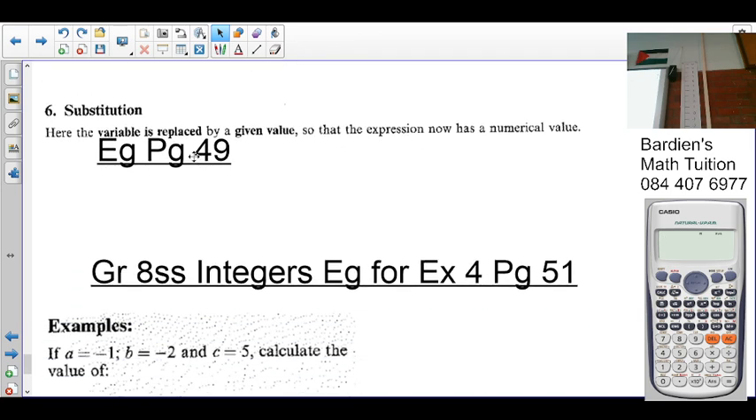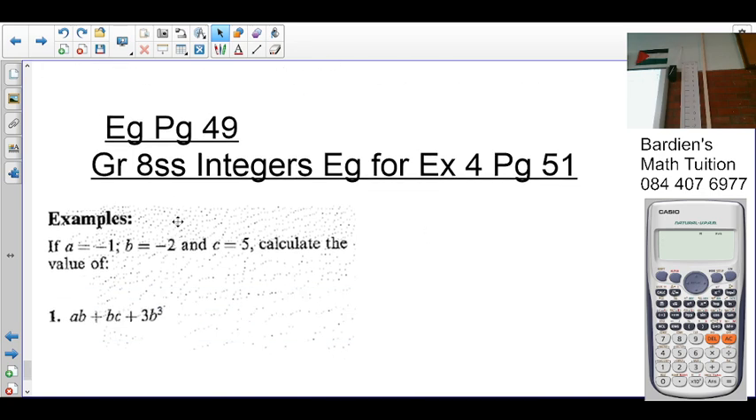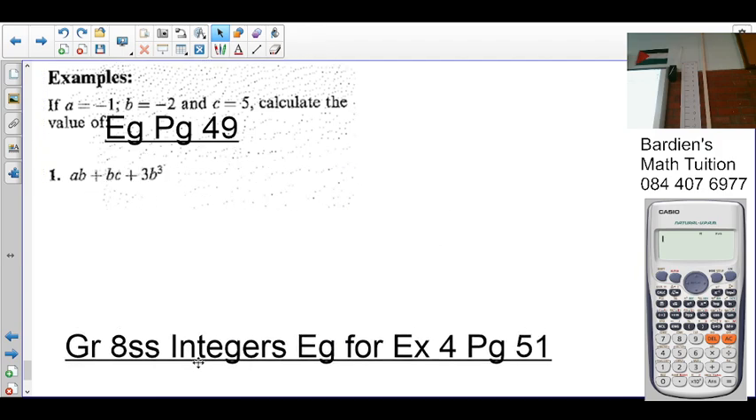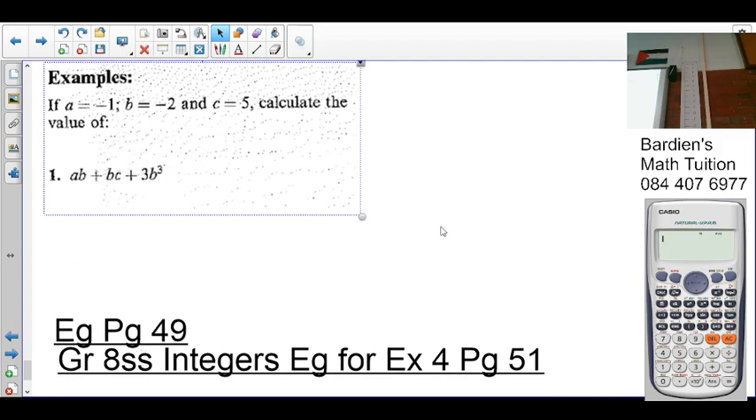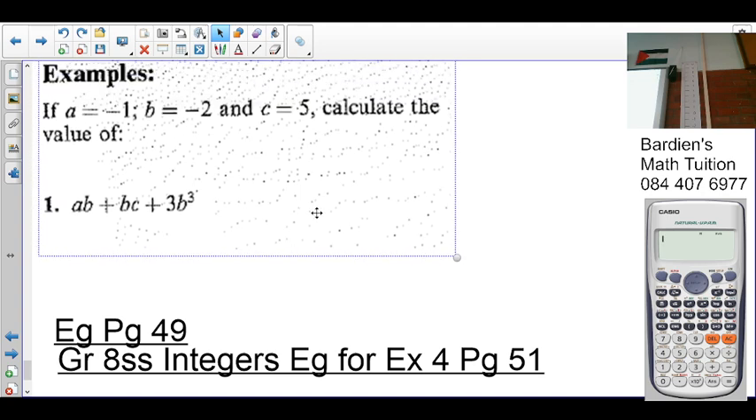Alright, now we're going to look at substitution. People, have we dealt with substitution before? Yes. However, now we're going to look at substitution dealing with negatives or integers. When we did substitution before, we looked at natural numbers only. So for the example, we're going to use A to be minus 1, B to be minus 2, and C to be 5.